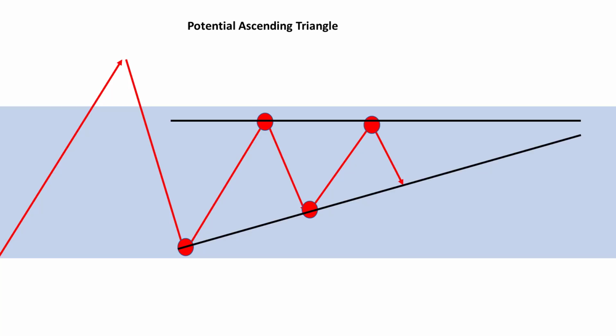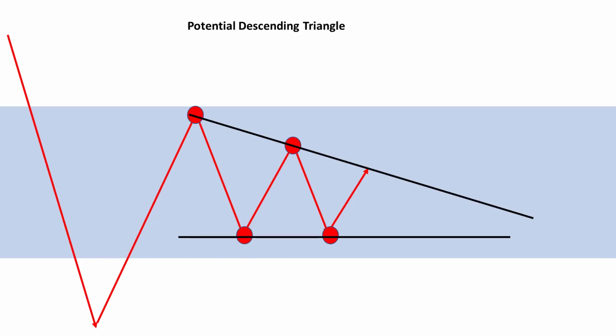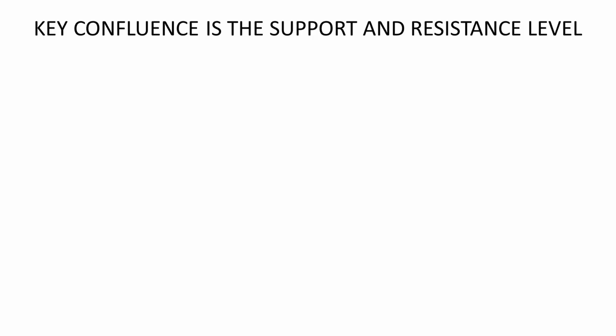You can see the market making a higher low here and also testing two times at a similar level. Now we have the market pressing down and below our support and resistance level before pulling back and testing at what would be considered resistance. We have a potential descending triangle forming. The market has made a lower high and also two tests at a similar level. The key confluence is the support and resistance level.